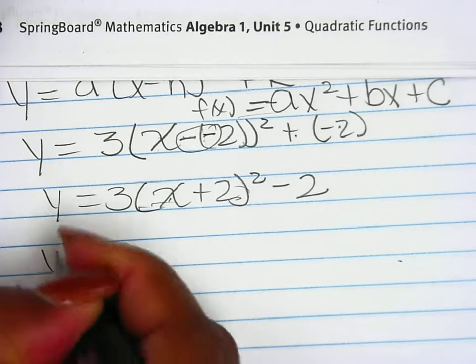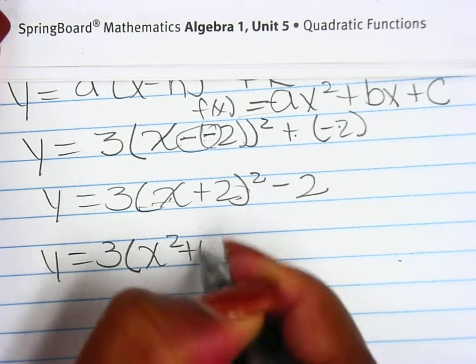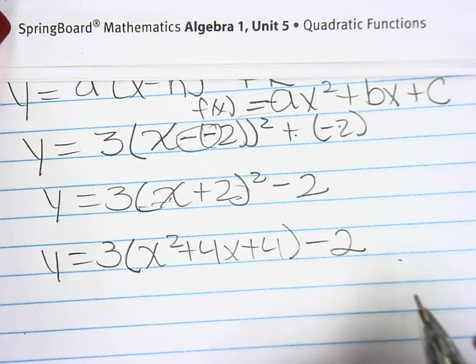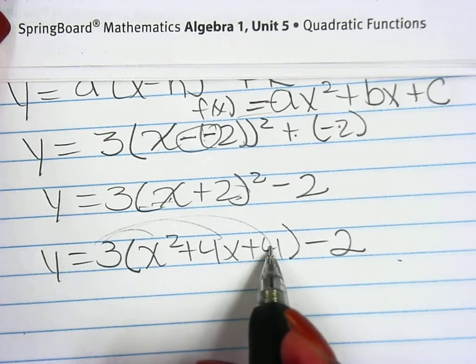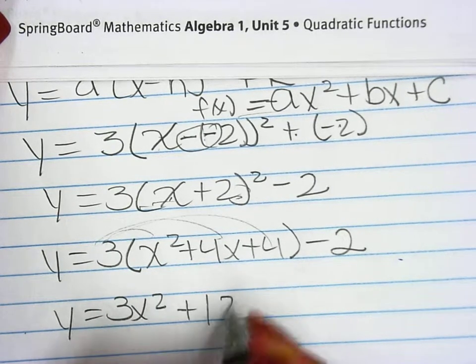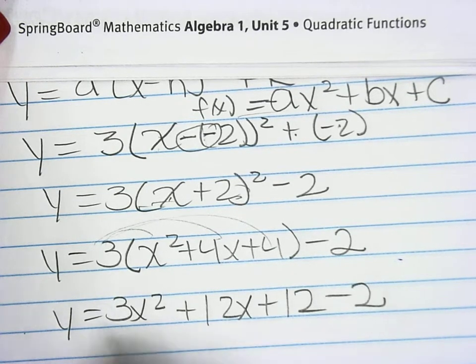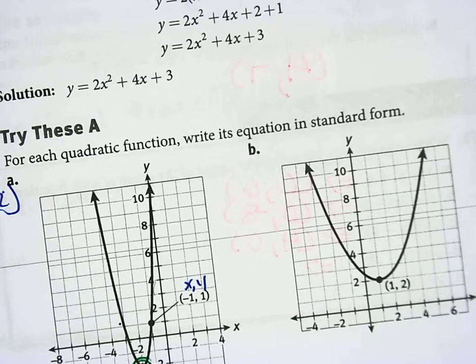So I have y equals 3 times x squared plus 4x plus 4 minus 2. You have to distribute the 3 throughout there. So you get y equals 3x squared plus 12x plus 12 minus 2. Simplify. You need to combine those and you'll be done. I'm not going to finish it for you. Then you have the quadratic equation for the function.